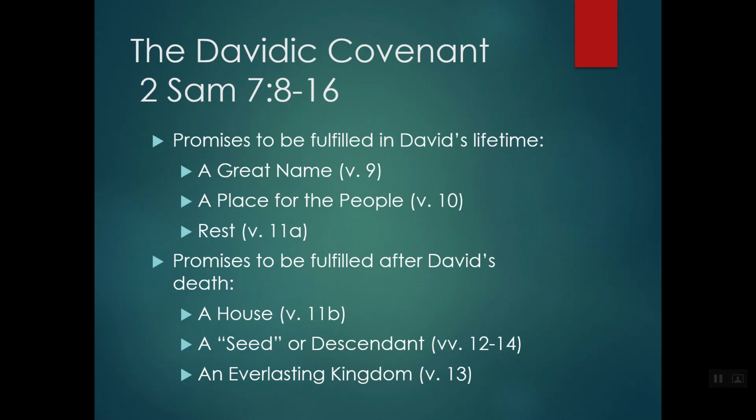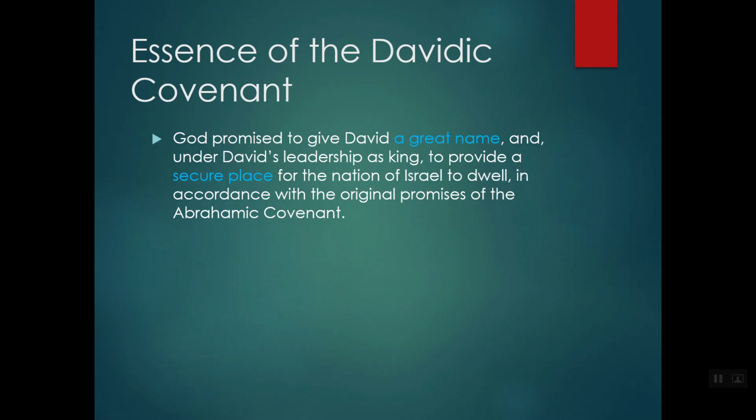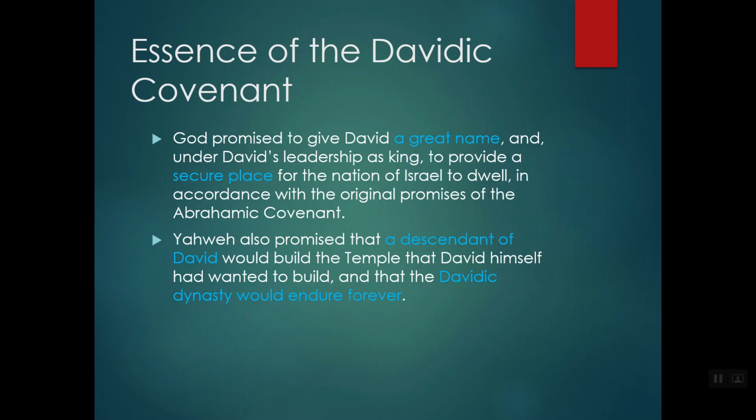What about after his death? He promises to build a house for him. And as Frank said, this was a dynasty, a lineage, a series of kings that would come through David's line. He also promises a particular seed or descendant. And again, we've seen a multitude of descendants promised as part of the Abrahamic covenant. This is talking about a descendant, a son, that we know as Solomon, who will build the house for the Lord. There's also the promise of an everlasting kingdom.